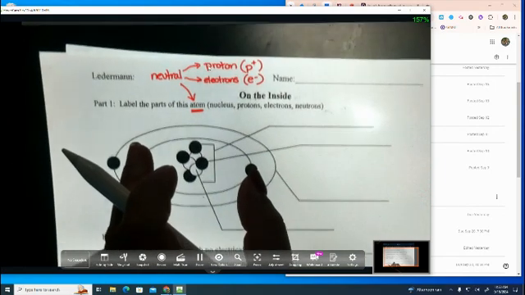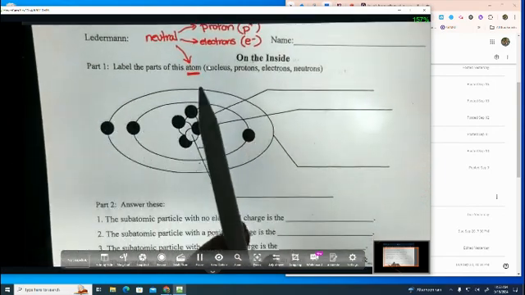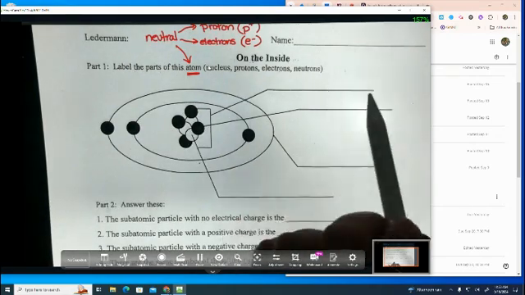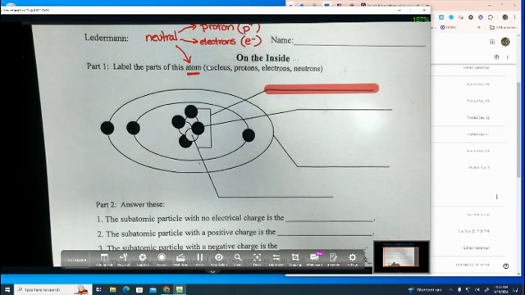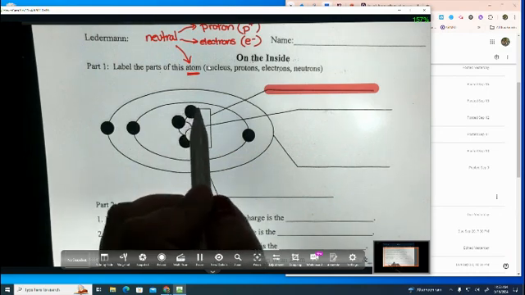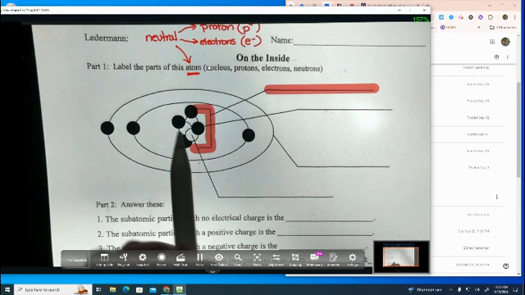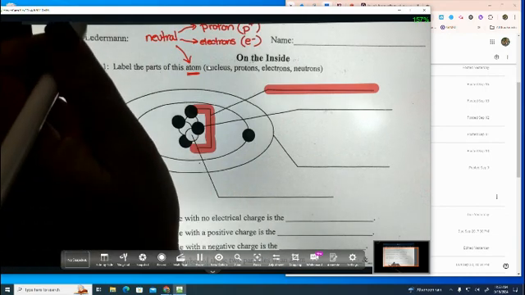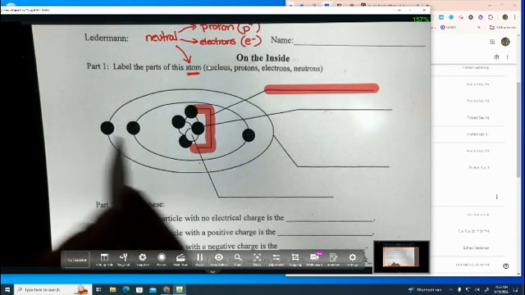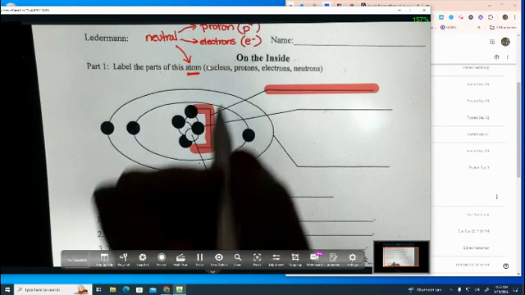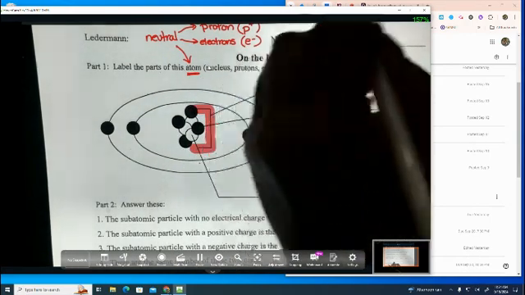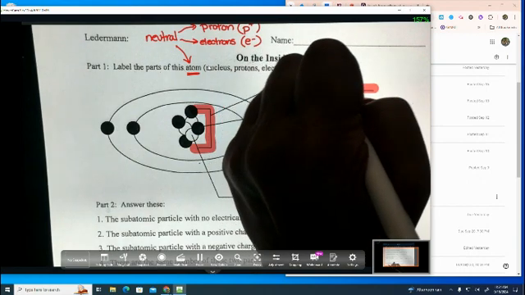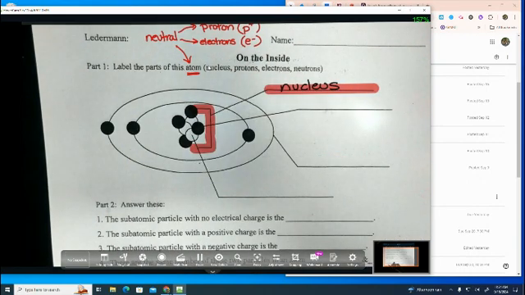Now let's go to our picture down here. Label the parts of this atom. Look at this line. Just this line right here. That line is this whole section. What is that whole section called? Sophia, what do you think? Right here. That's the nucleus. Good. So make sure you write in nucleus. That was the easy one.